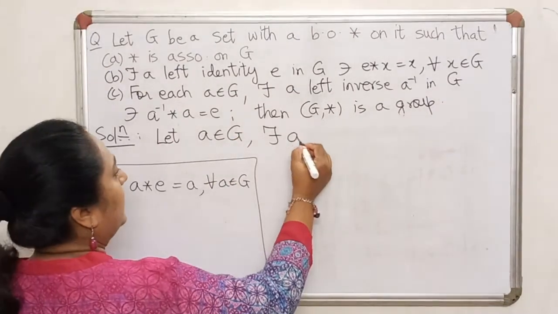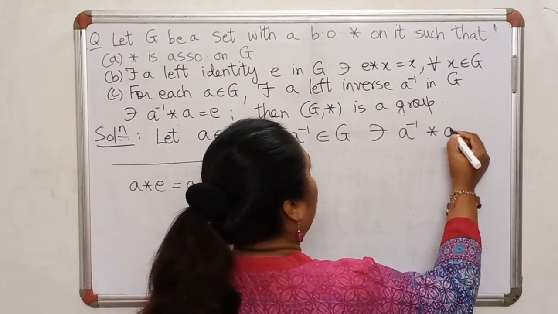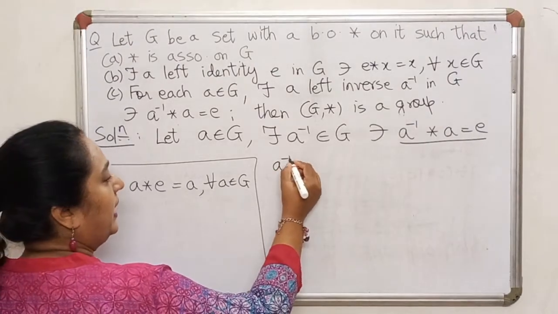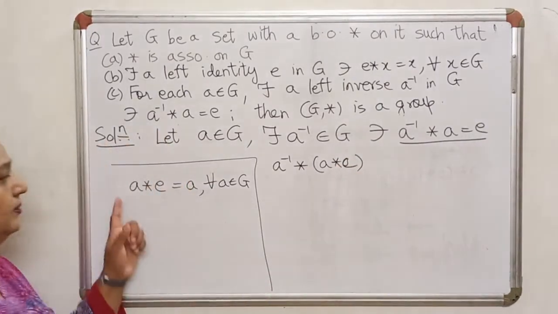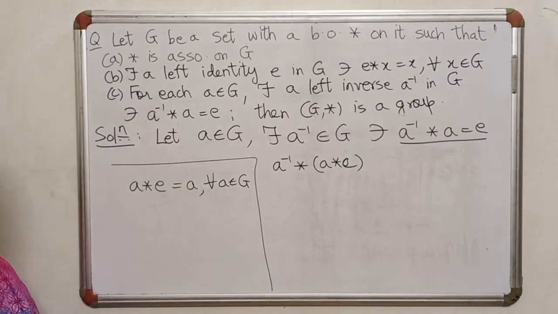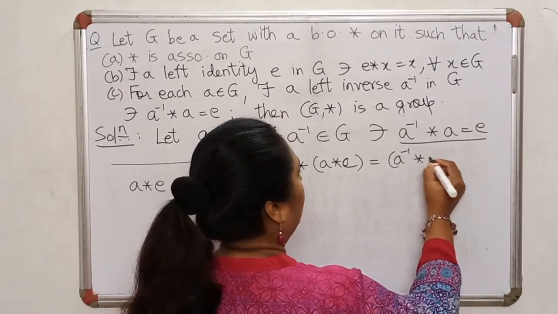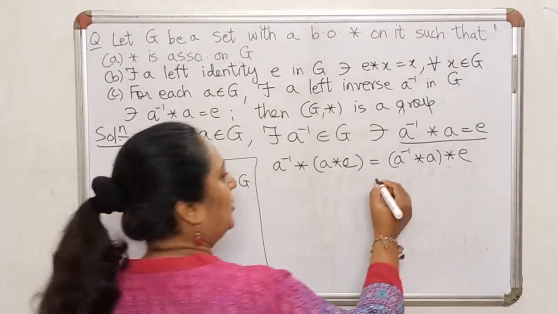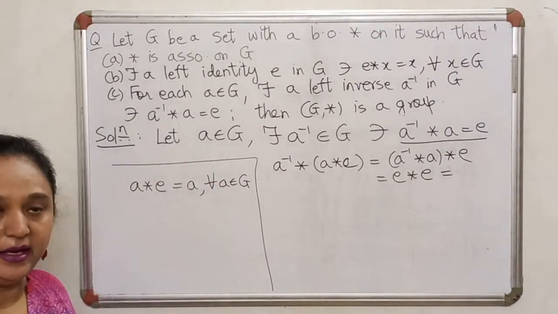So let us take any element A in G. I know that there exists A inverse in G for which A inverse star A is E. Now let's look at the expression A inverse star A star E. I wish to prove that this element is equal to A. So let's now use the associative property and shift brackets. So I will get A inverse star A star E, but this is left inverse of A. So this will be E star E, and E is left identity.